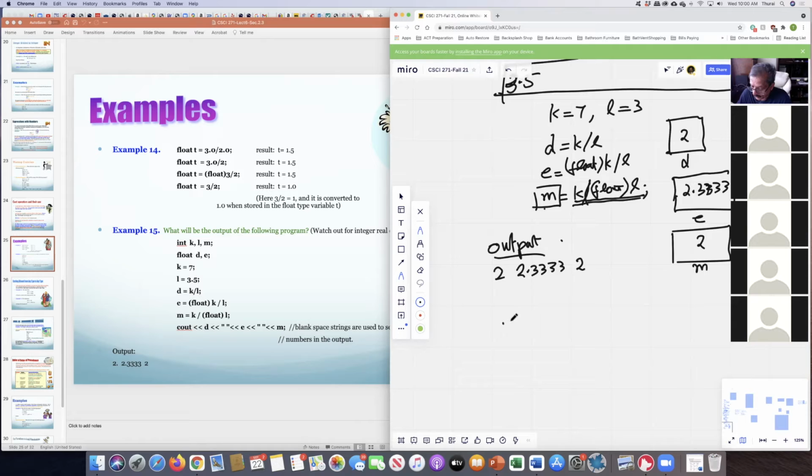I've seen students writing output saying D equal to 2, E equal to 2.33, M equal to 2. No, that's wrong. Because this D equal to and E equal to will not print. This is all that's going to print. Only show what will print on the screen, exactly as it will appear. If they're going to appear on 2 separate lines, then you have to show them on 2 separate lines. Remember that when you're doing your homework.